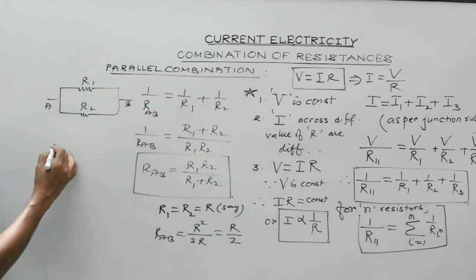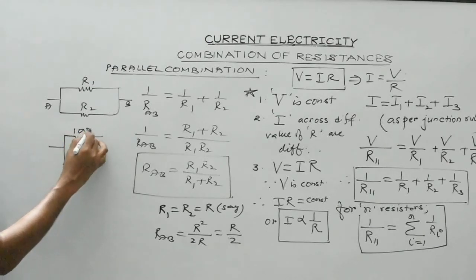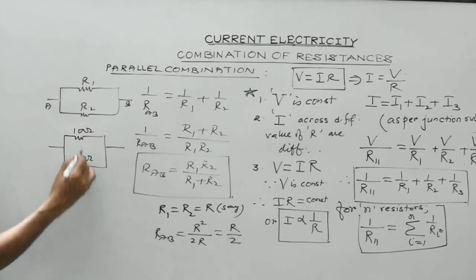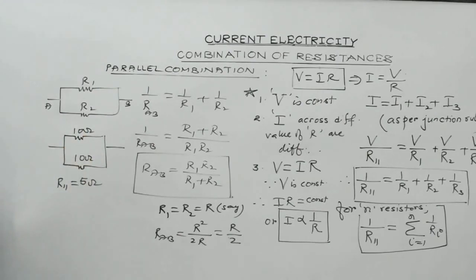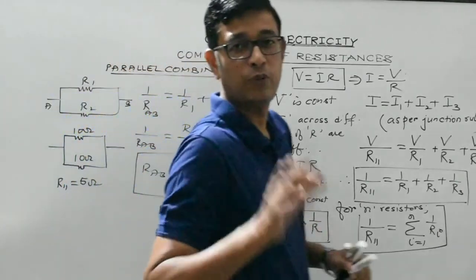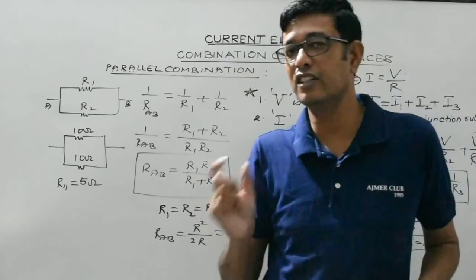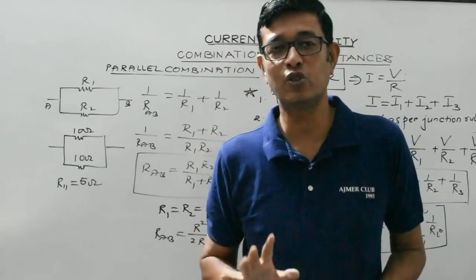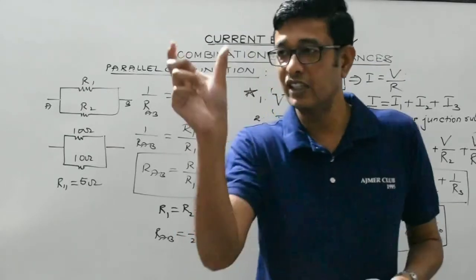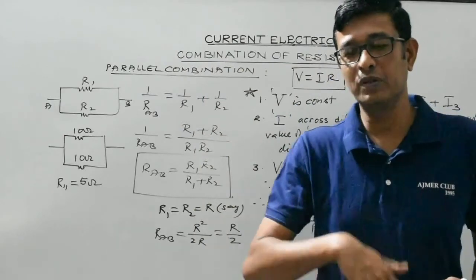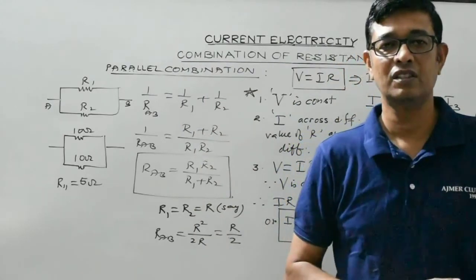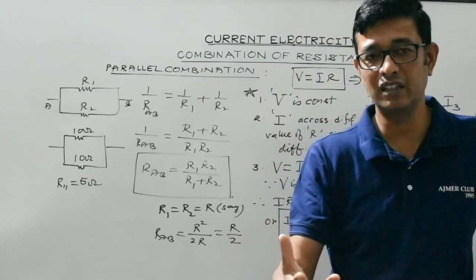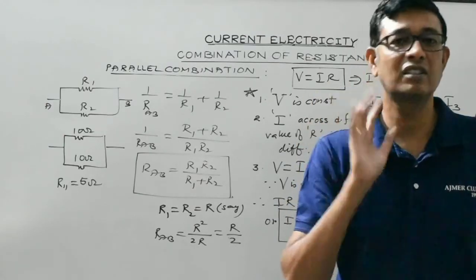For example, suppose this is 10 ohm, this is also 10 ohm. So their equivalent resistance would be how much? Half of this, that is 5 ohm. Right? Suppose 7.5 and 7.5 ohm. These two are connected in parallel. So what will be their equivalent parallel combination resistance? That will be 7.5 divided by 2. It will be 3.75. 6 ohm, 6 ohm. They are connected in parallel. What will be their equivalent resistance? 3 ohm. 12 ohm, 12 ohm. They are connected in parallel. So what will be their equivalent parallel resultant resistance? It will be 12 by 2, that is 6 ohm.